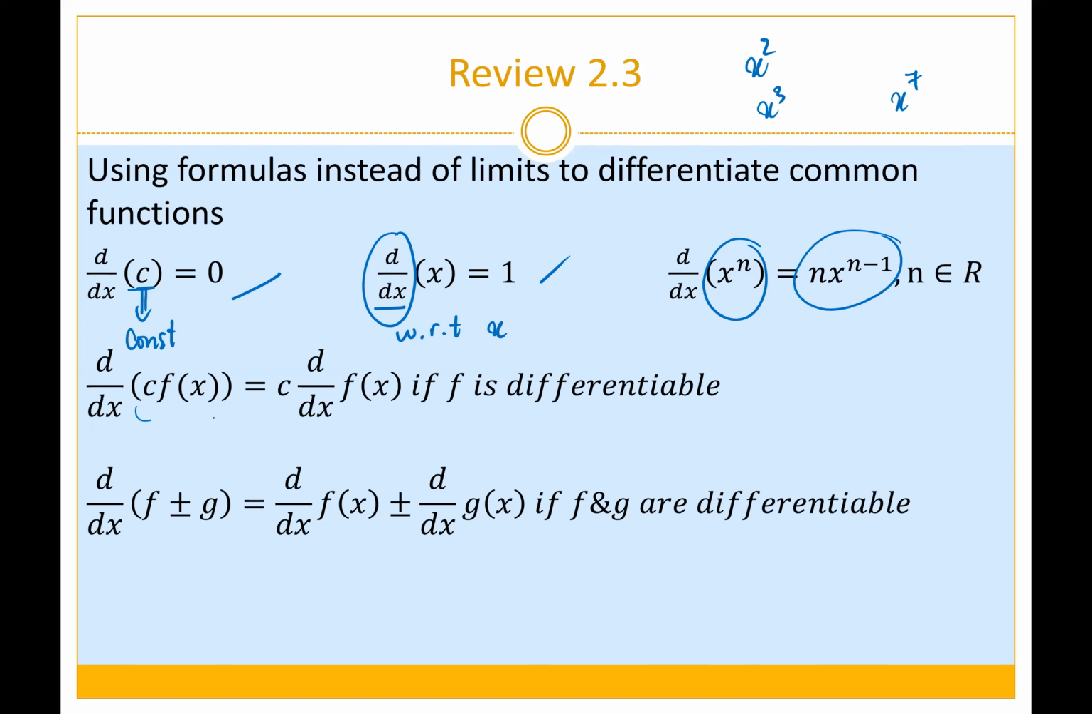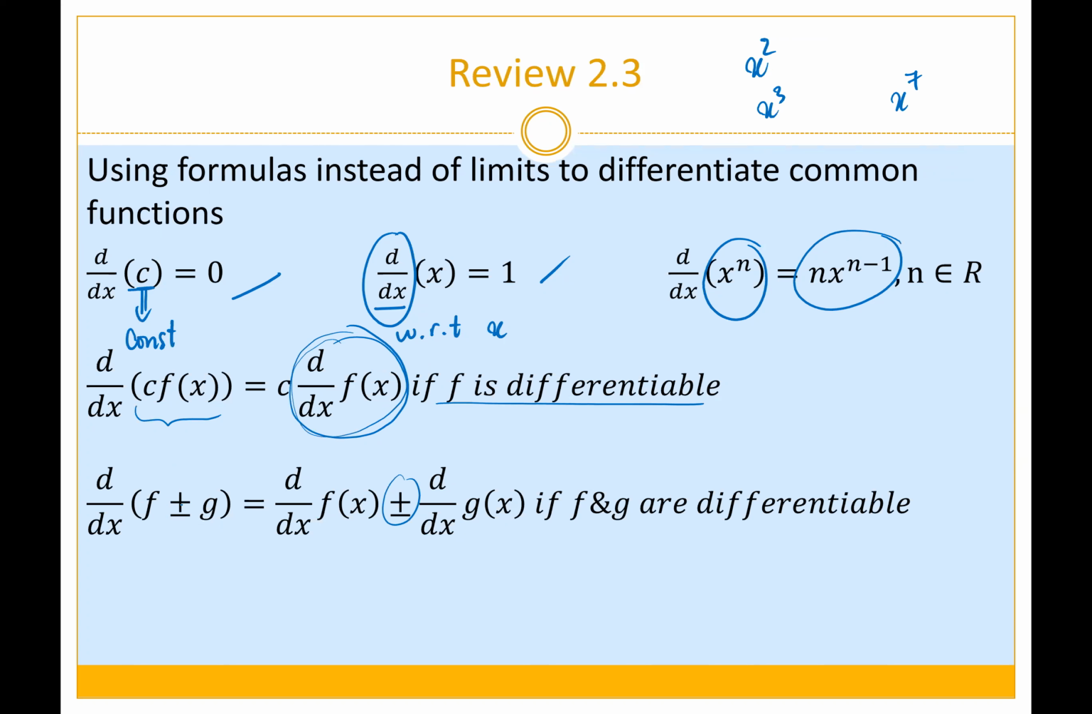Another one is you have a scalar multiple of a function, so a constant multiplied by a function, and you want to take the derivative of that. You can just take that constant out and take the derivative of the function if f is differentiable. So this one is only valid if f is differentiable. If this thing is not differentiable, meaning it doesn't exist, there's no point multiplying a constant to a non-existing value. And then we have the sum and difference of a derivative here.